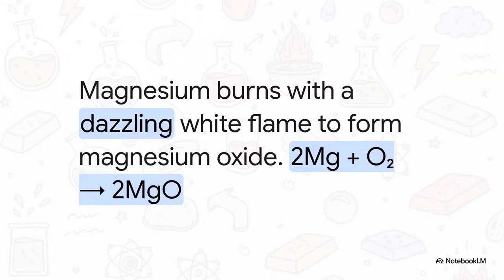A classic example of this, something you may have even seen in your school lab, is burning a magnesium ribbon. And when it burns, wow, it burns with a dazzling white flame. It's really bright. And what's left behind is a white powder. That powder is magnesium oxide. The chemical equation for this reaction is 2Mg + O2 gives 2MgO.